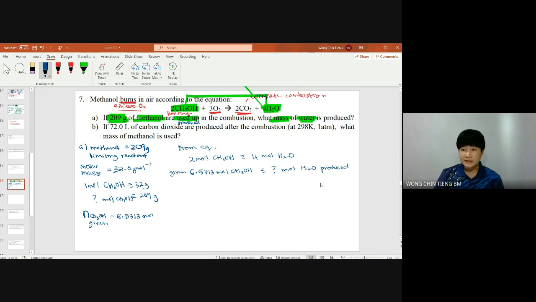Okay. Izzati, mole of H2O produced? 13.0626 mole. 13.0626 mole. Good. Dah ada number of mole. Boleh cari mass? Alright. Weh, kalau tak tahu molar mass, Zul, molar mass water berapa?